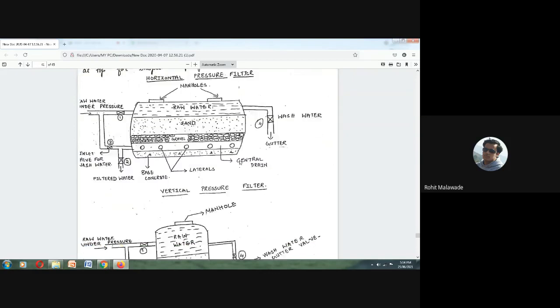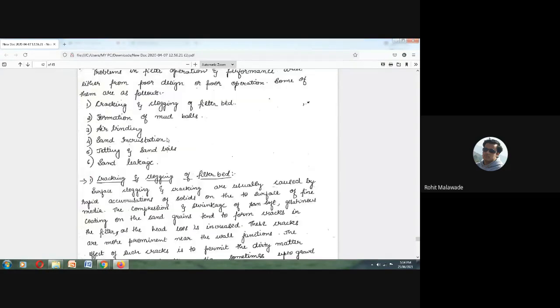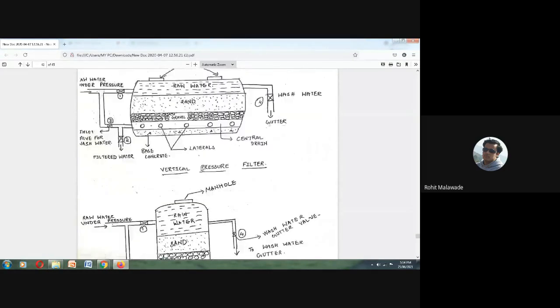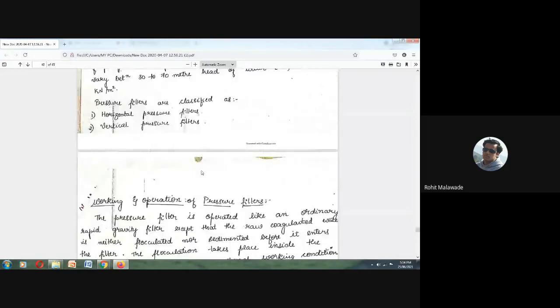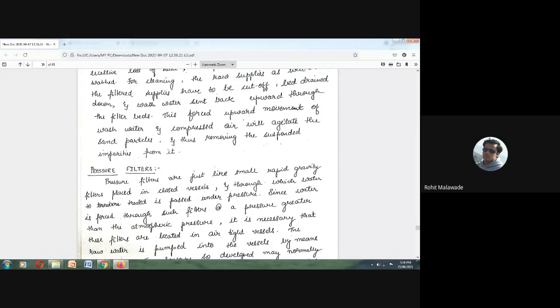The manholes we provide are meant for inspection purposes. If any repair work, cleaning work or maintenance work has to be done, it will be done through these manholes. So this is how we learn about the pressure filter. We have finished the working of the pressure filter. You came to know the difference, and we have understood what a pressure filter is.